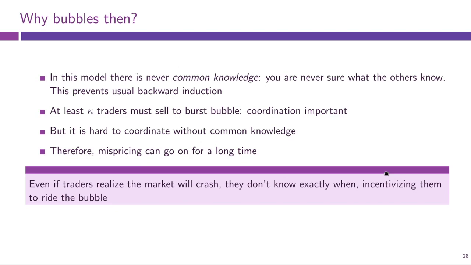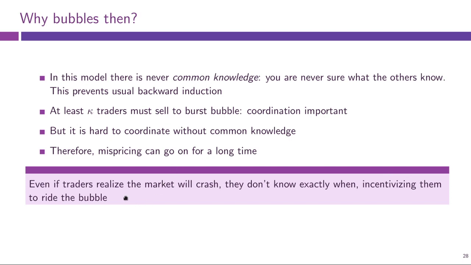So I guess I spoke through this enough times, why bubbles can arise here. So at least kappa traders must sell to burst the bubble, so there should be some degree of coordination. But for all traders, it's hard to coordinate without knowing what others know and what others think, and what others think about what others think, and so on. So mispricing can endure for quite a long time.